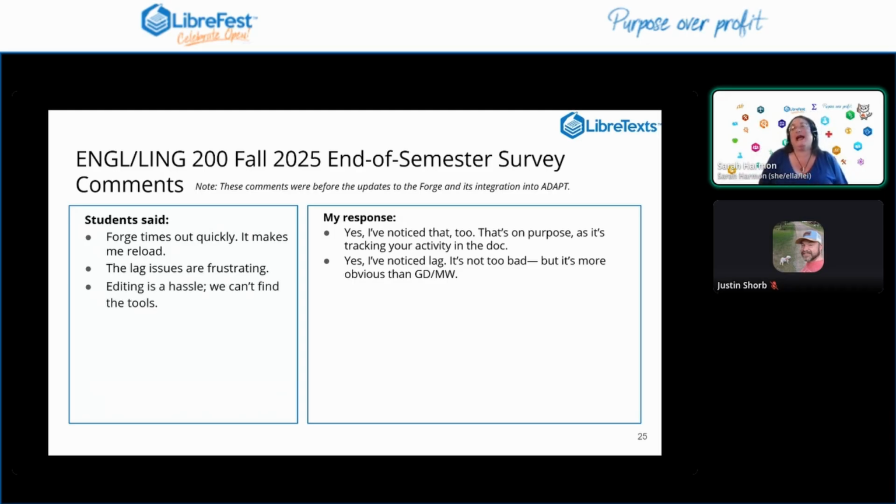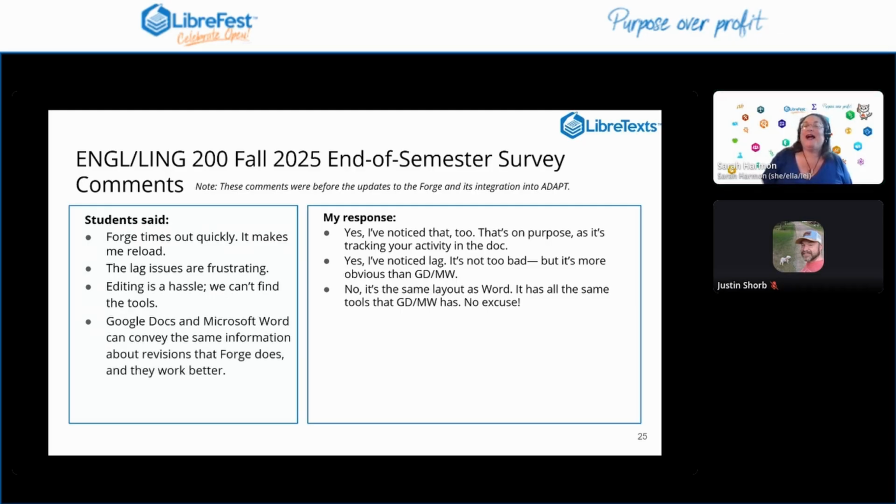The students said, "Oh, editing is a hassle. We can't find the tools." And I said, "Well, that's because you're used to Google Docs. This is actually set up very, very similarly to Word. You've got to learn the tool. It's not that hard to learn. You can do this, and we have resources in our learning center and other places to go find things."